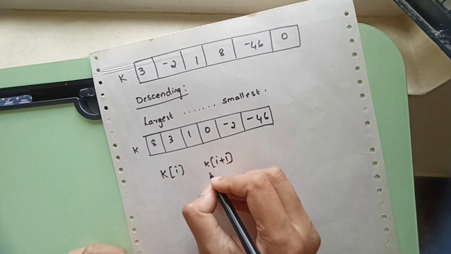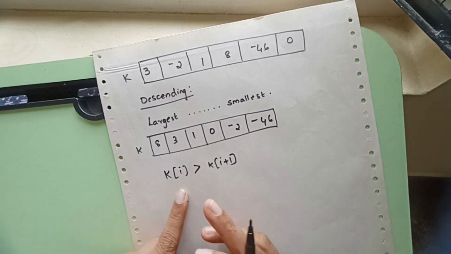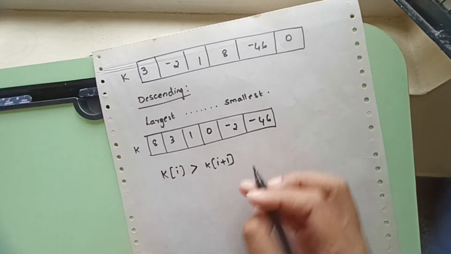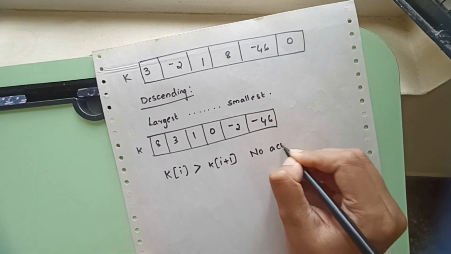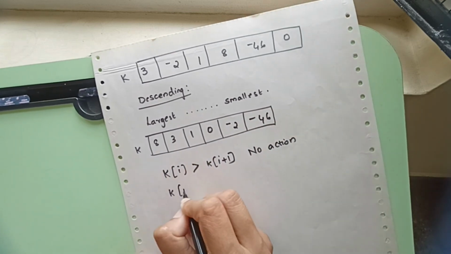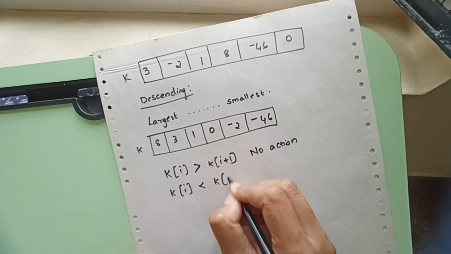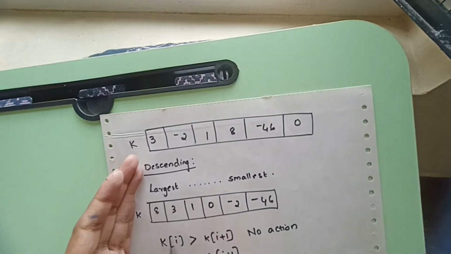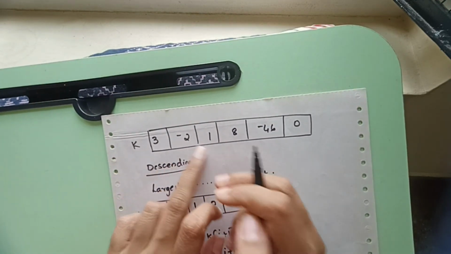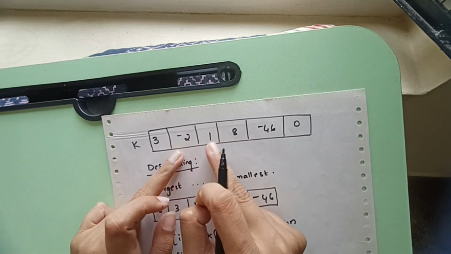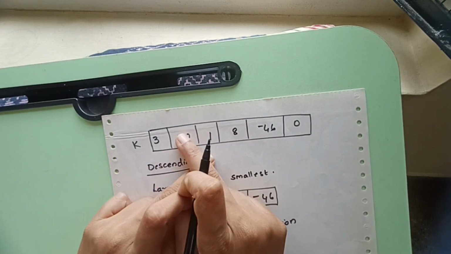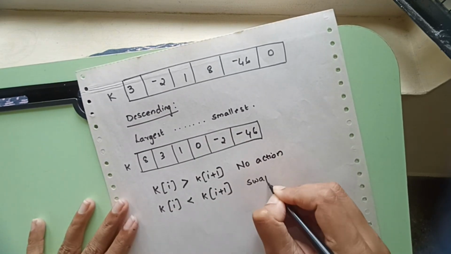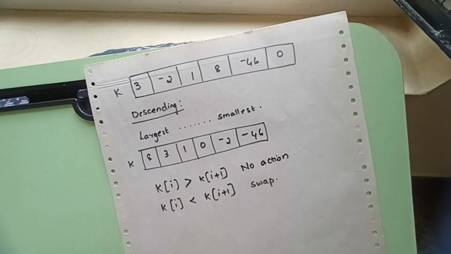So when we are comparing K of I with K of I plus 1, if K of I is greater, that is left side is greater, that is what we want. So we don't have to do any other action on it. So no action. Otherwise, if K of I is lesser than K of I plus 1, which means that the first element is lesser, suppose this is I and this is I plus 1. This is lesser, this is greater. So we have to swap this because we want the greatest element to occupy the left position. So swap. This is how we do it in descending order.